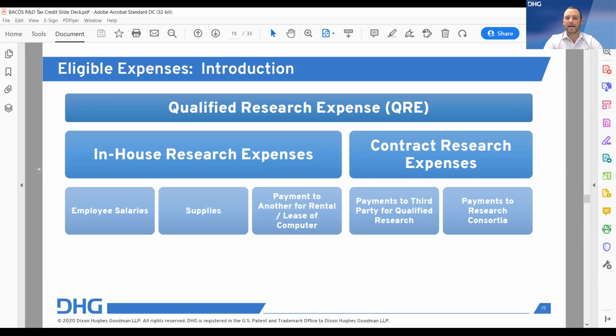And the theme here is that the activity that goes with the expense does have to be a qualified research activity focused on an overall new or improved business component. And so if that's the case, the expenses will likely qualify.